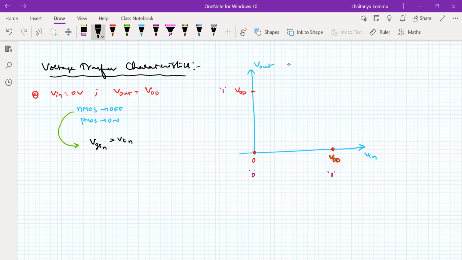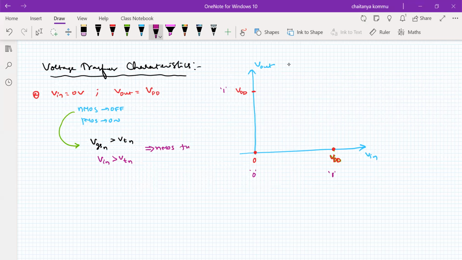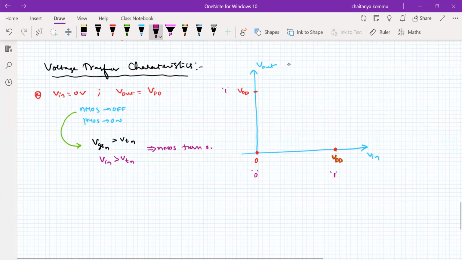So that means VGS of the Nmos transistor is VG minus VS. VG is nothing but VN, and the source is at 0. Therefore, simply the VGS of the Nmos transistor is nothing but VN only. Okay, agreed? VN only. This is greater than the threshold voltage of the Nmos transistor. Then the Nmos turns on.